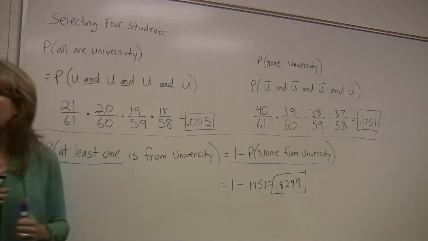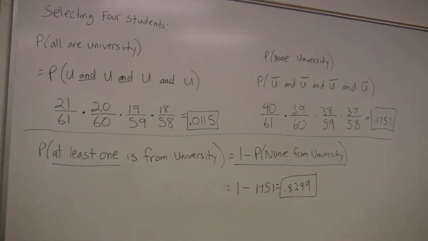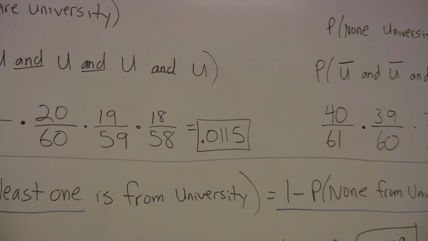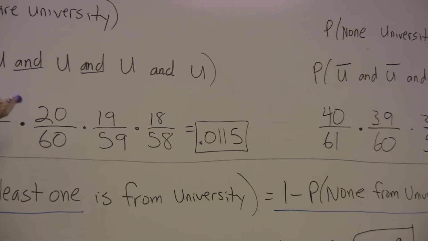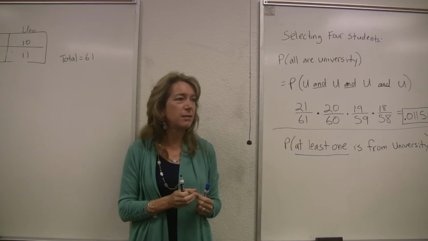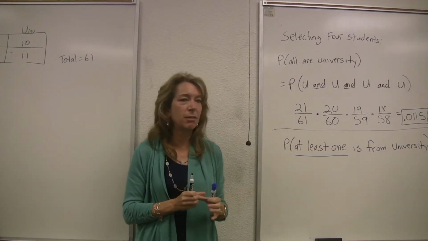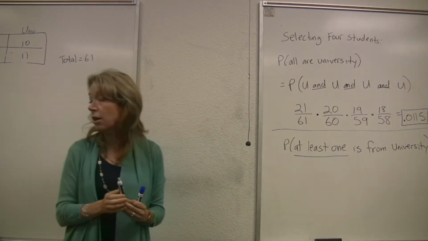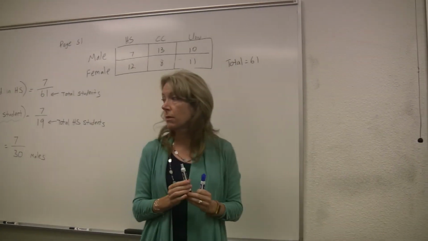That's a very small probability. It's less than 0.05, which means it's unlikely. It's unlikely to get 4 students all from the university. Hard to do. There's so many people from other places too. You get one, that's not a big deal, or maybe two, but all four of them? Hard to do. Questions?